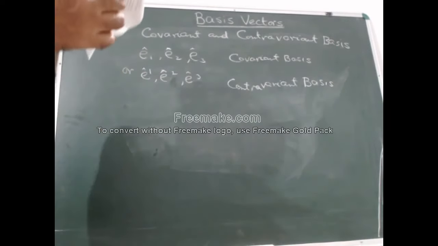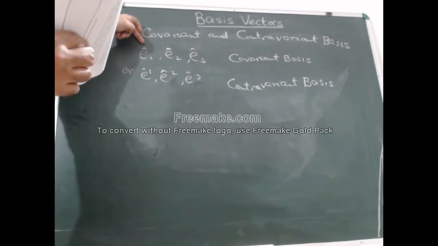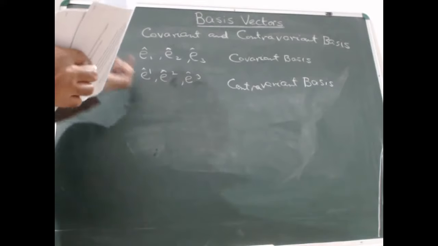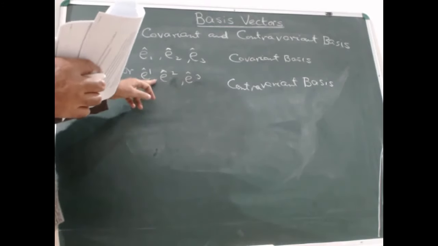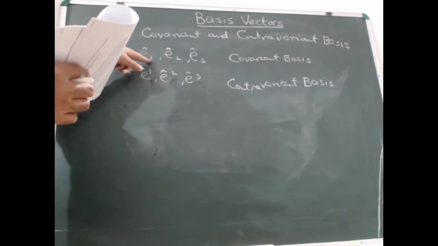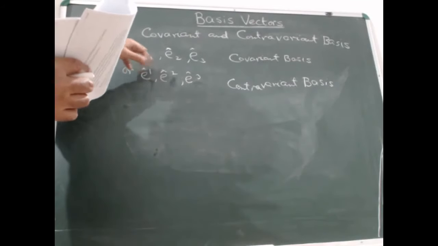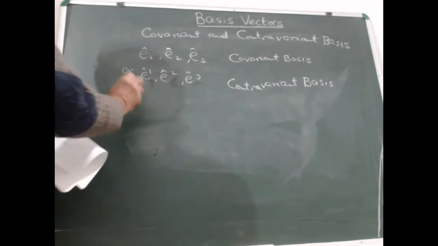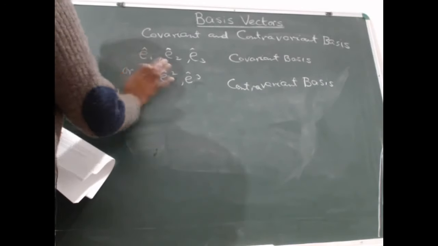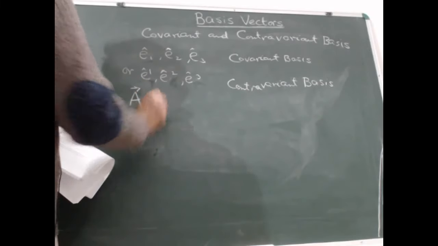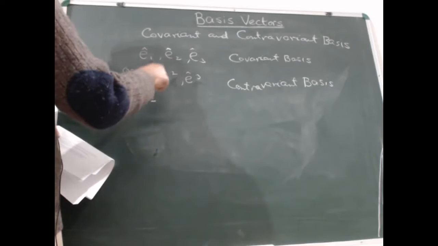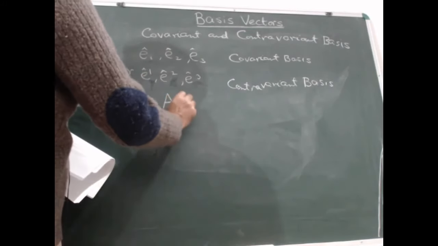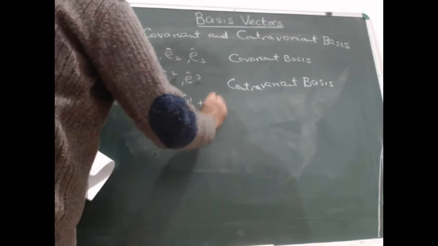So we can express a vector in either the covariant basis or the contravariant basis. Covariant bases are those which are along the coordinate axis and those which are perpendicular to the surfaces are these. To differentiate covariant and contravariant, we write subscripts for covariant and superscripts for contravariant basis. So we can represent a vector A either in terms of the covariant basis or in terms of the contravariant basis. In terms of the contravariant basis, you will write it like this: E^1, E^2.